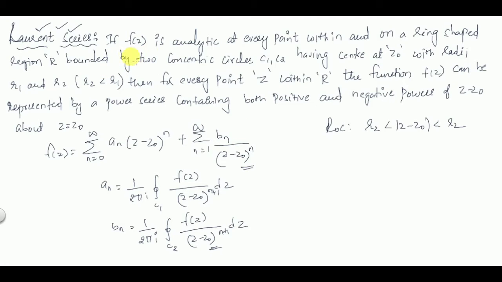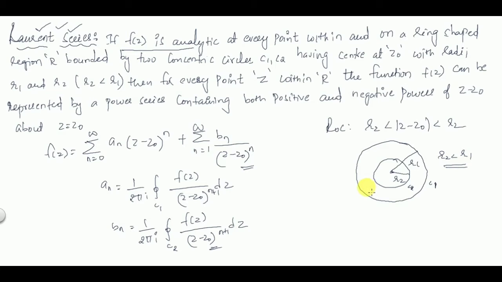Right, so the statement of Laurent series is like this: if f of z is analytic at every point within and on a ring-shaped region bounded by two concentric circles C1 and C2, with radii R1 and R2 respectively, so that R2 is less than R1.